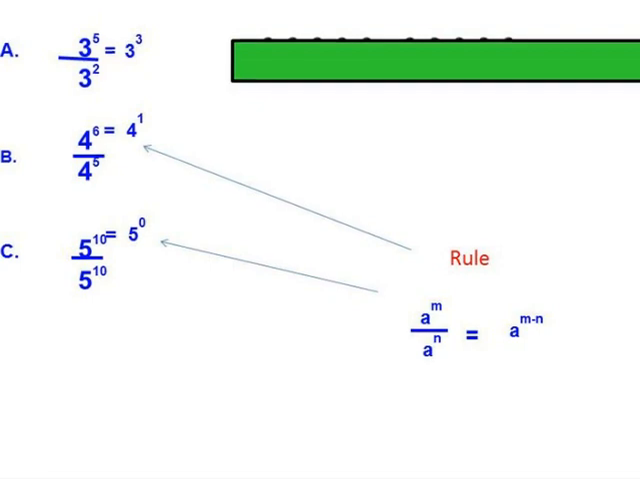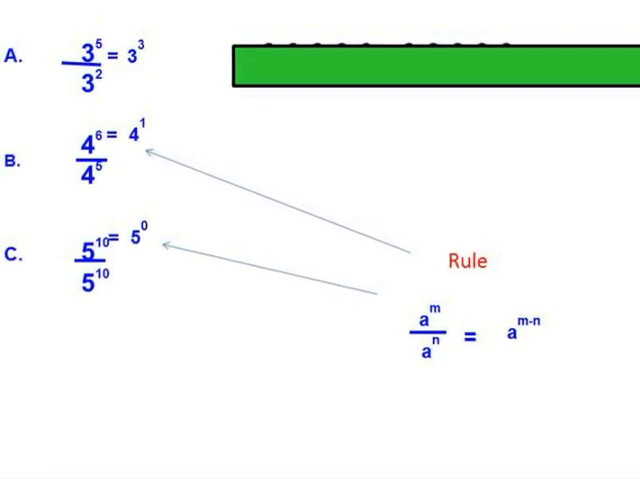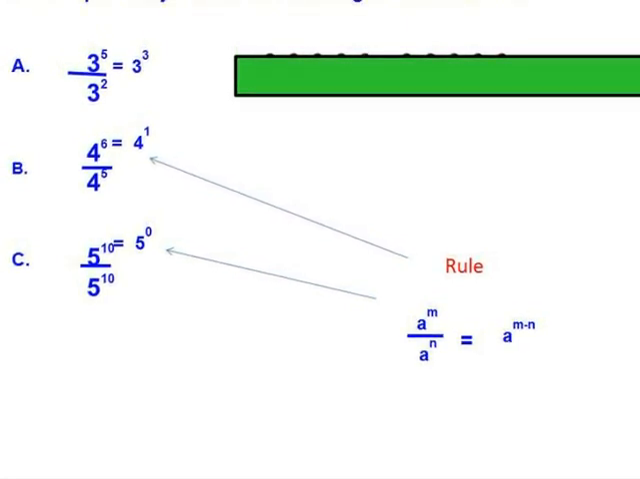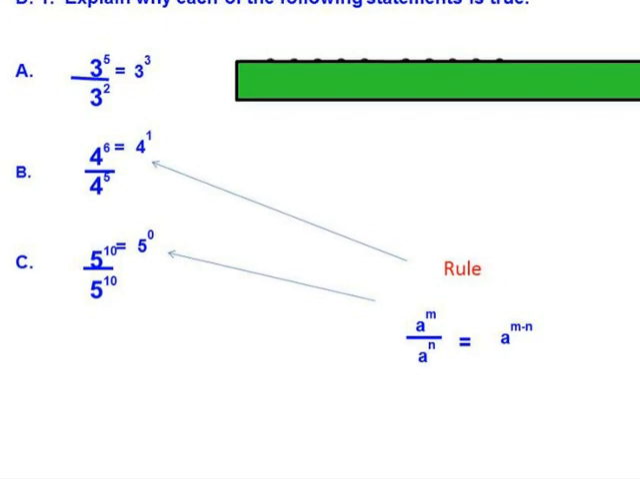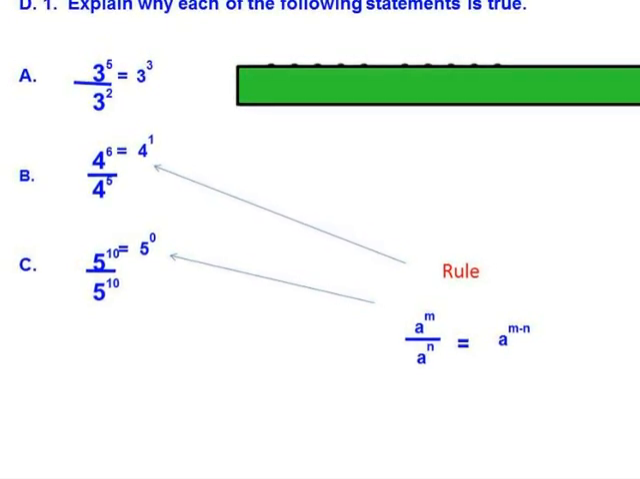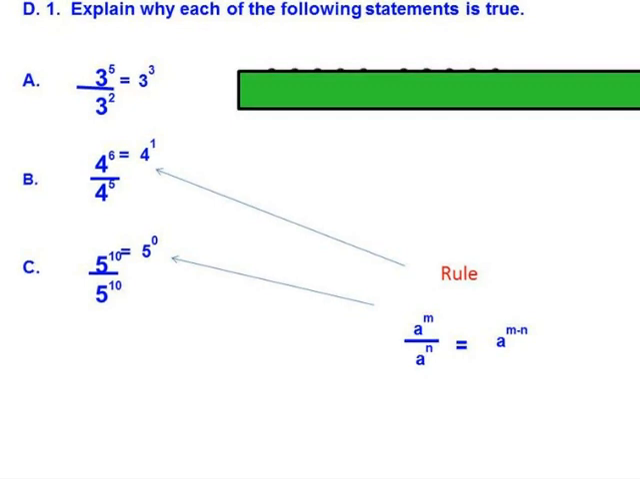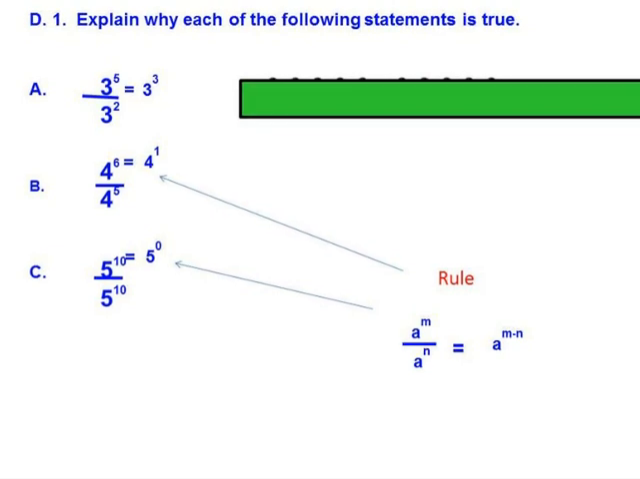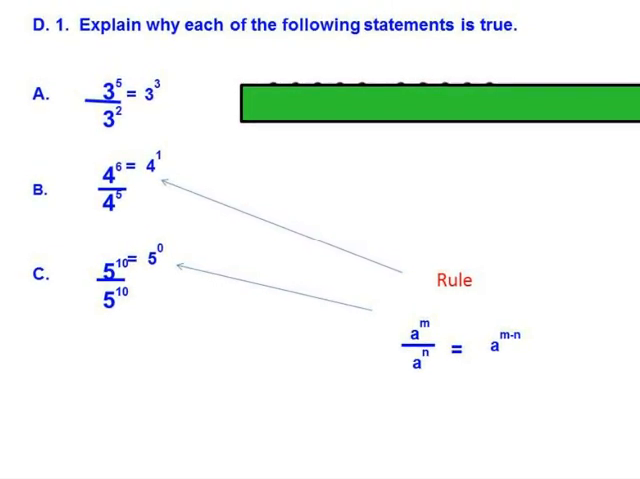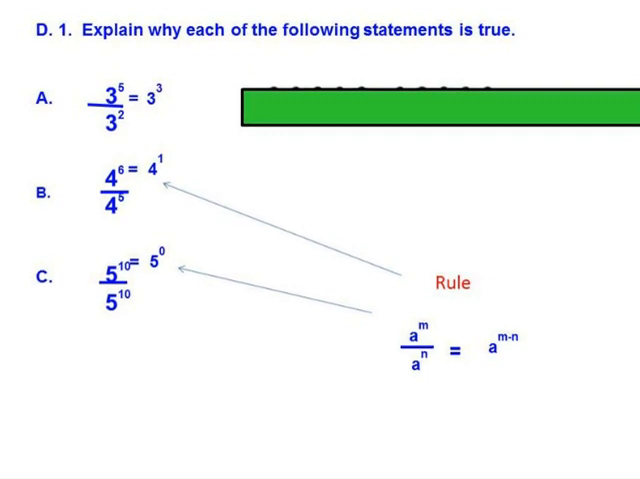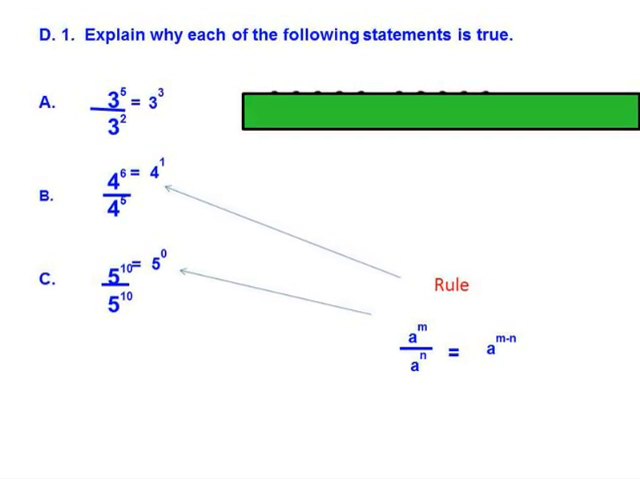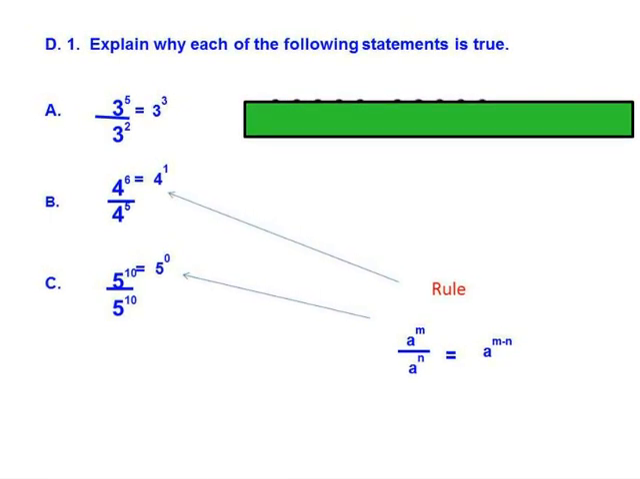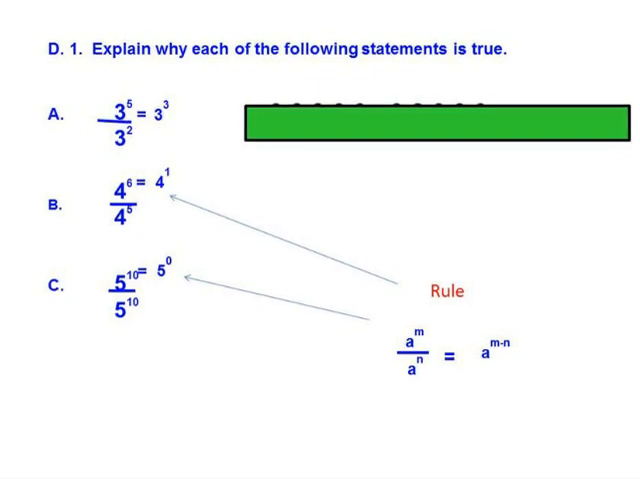So here in part B, we have our rule where we subtract the 2 exponents and we're left with 4 to the 1st power. And then in part C, we have 5 to the 10th power over 5 to the 10th power. 10 minus 10 is 0. And if you recall, anything to the 0 power is always 1. It's always 1. All right? So when it's a division or fraction, as long as the bases are the same, you just subtract the powers and you'll arrive at your answer.